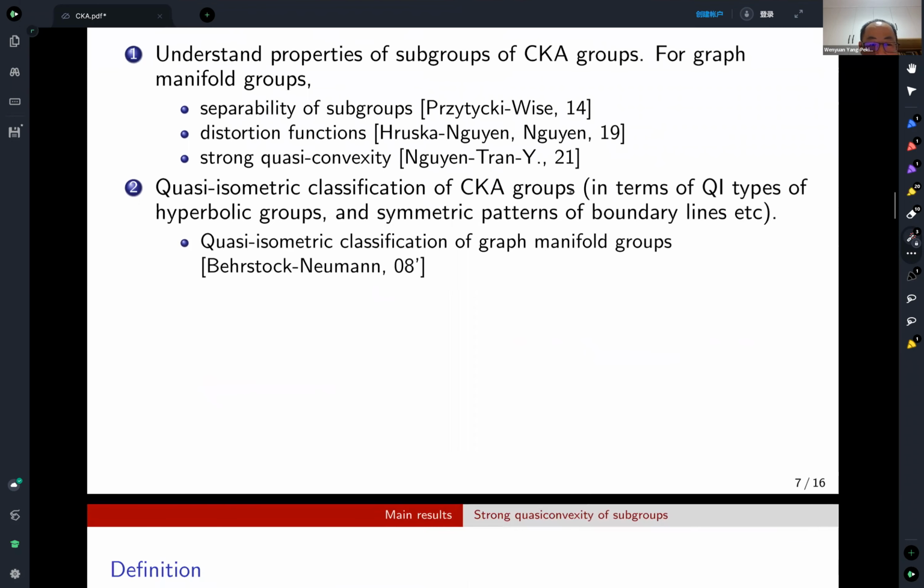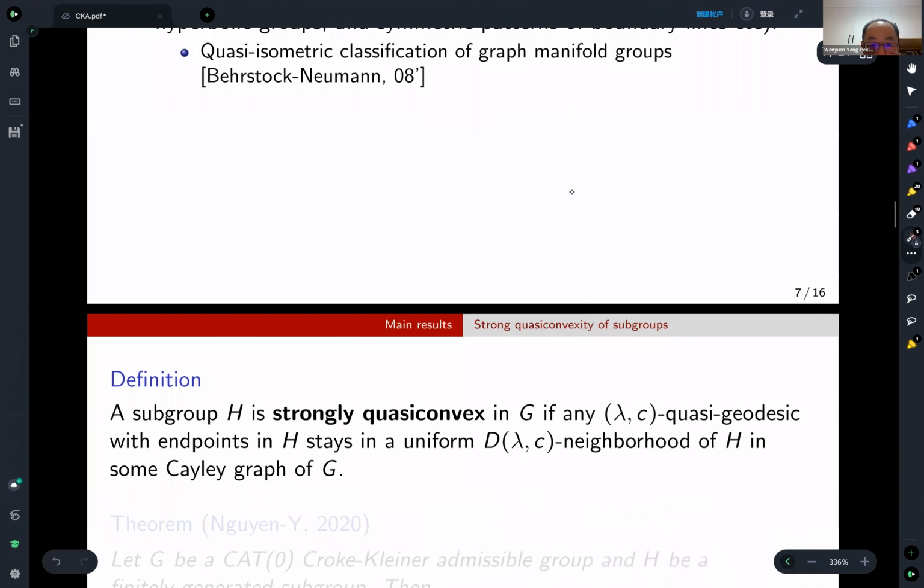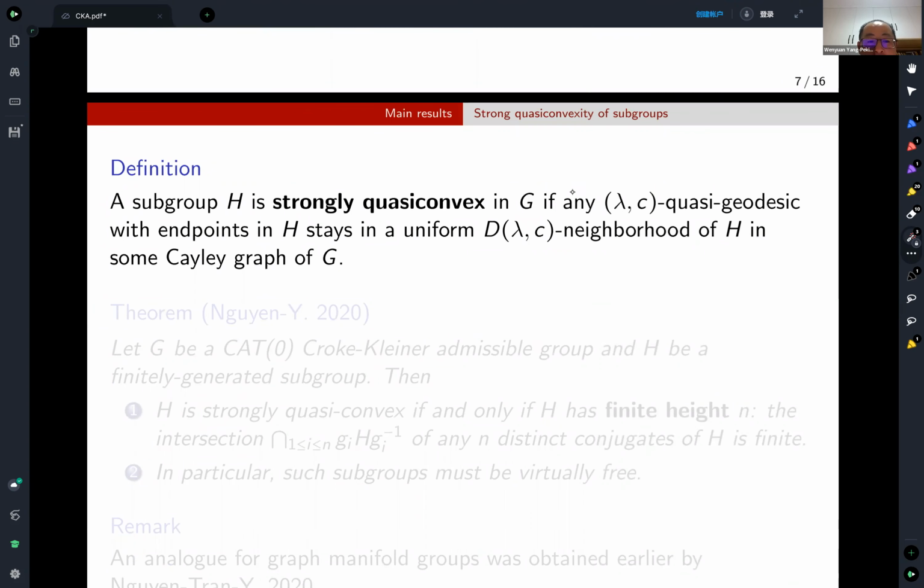This is about strong quasi-convexity of subgroups. We say a subgroup H is strongly quasi-convex in a group G. We always assume group G is finitely generated and H is also finitely generated. It is called strongly quasi-convex if for any lambda, C quasi-geodesic with endpoints in H, it stays in a uniform neighborhood of H. Then we say this H is strongly quasi-convex.